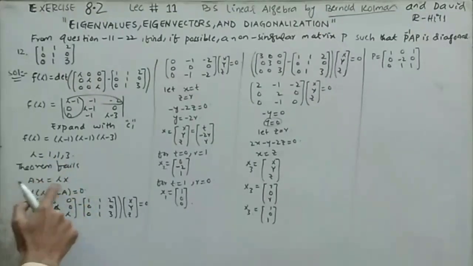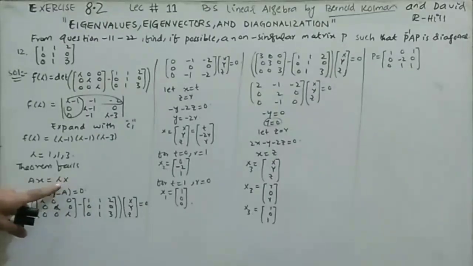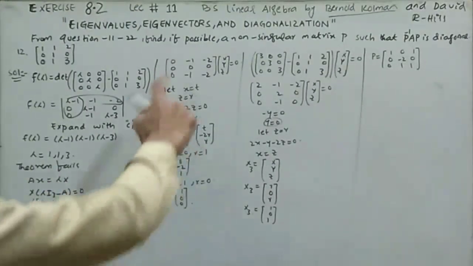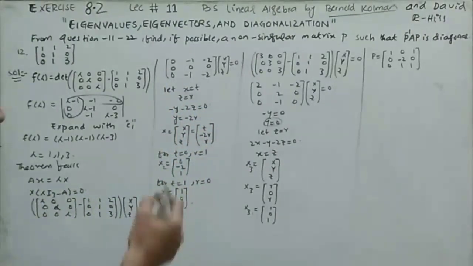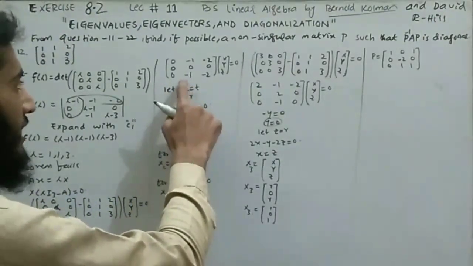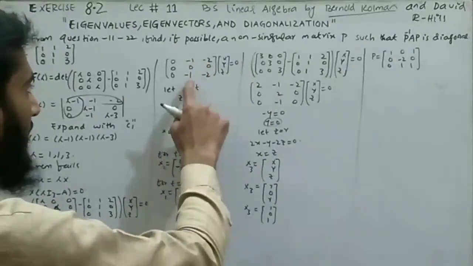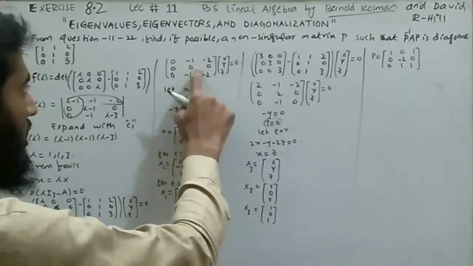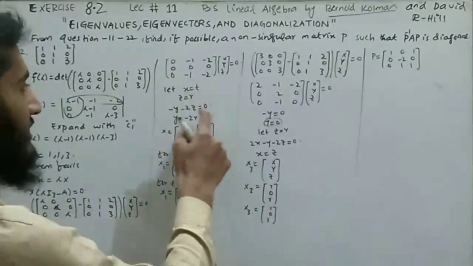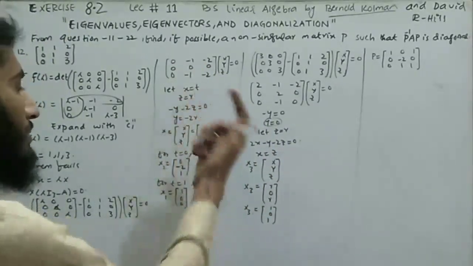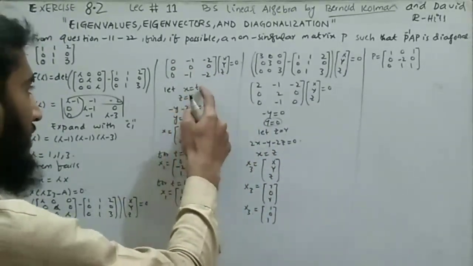Move to another theorem, AX is equal to lambda X. So take X common, we are left with lambda into I3 minus A. Now put lambda 1 over here, and by simplification it will give us 2 eigenvectors, because over here 2 variables are created. Let's suppose from here minus y minus 2z is equal to 0, and from here minus y minus 2z is equal to 0, but we don't have any value of x and z. So let z be an arbitrary constant r, and let x be an arbitrary constant t.